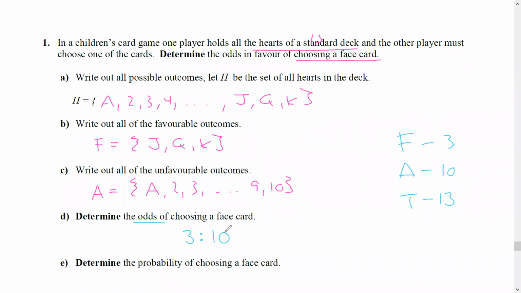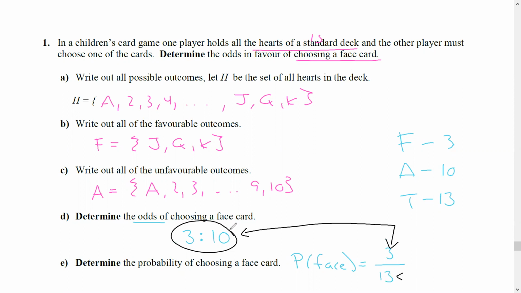So see when we've got this little FAT thing written down here, how handy it actually is. Determine the probability of choosing a face card. Okay, so P face, what I want, 3 over the total amount, 3 over 13. Do you notice if I asked you to go from odds in favor to probability in favor, that you would need to add the 3 and the 10 to get that 13 there? Okay, this is what I mean.